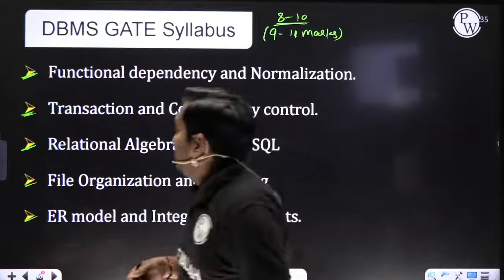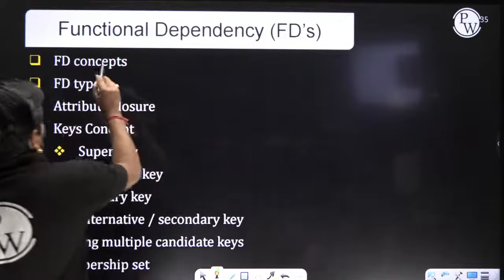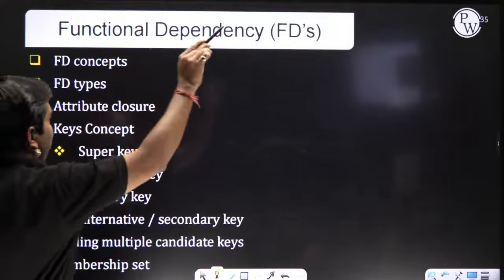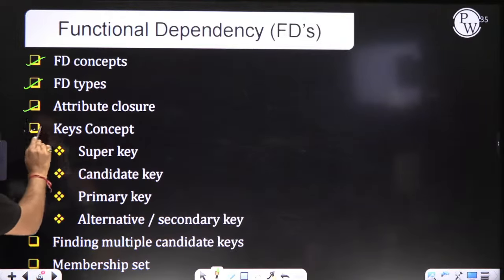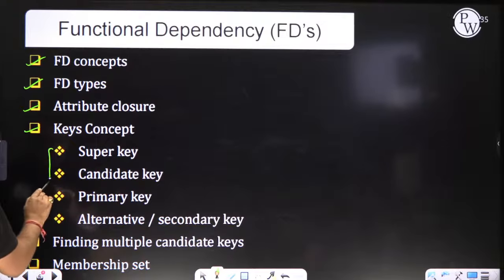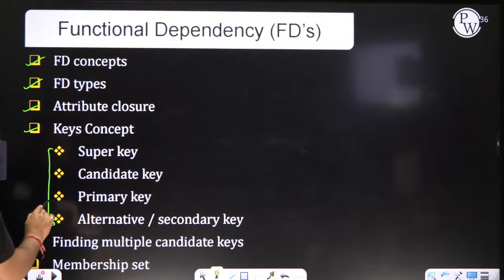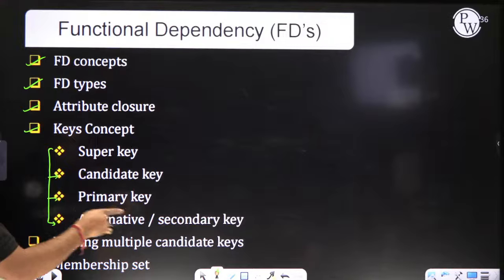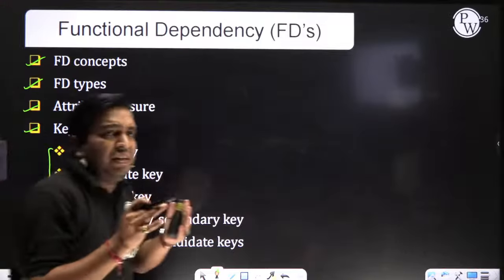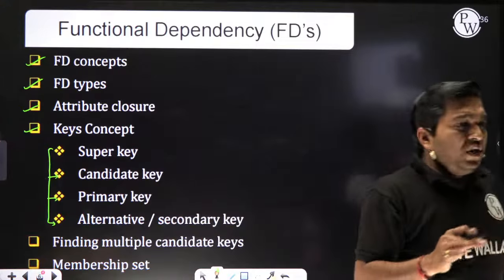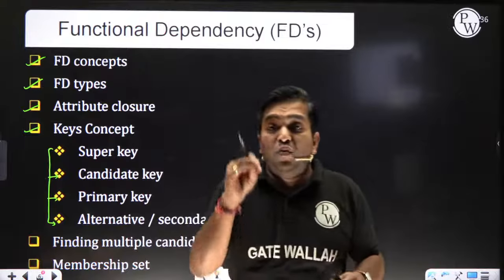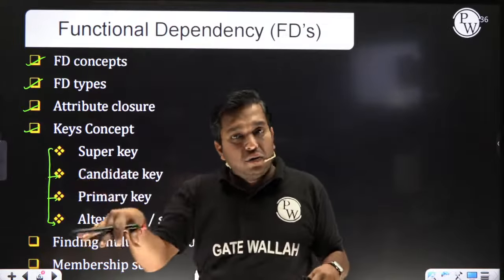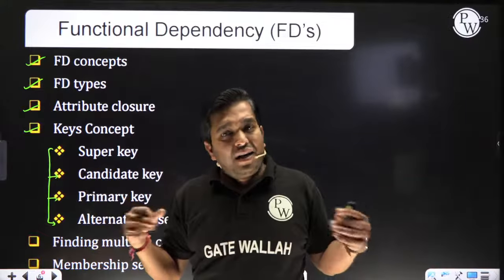Now first we are discussing the FD and normalization: the FD concept first of all, then FD types, attribute closure and keys concept: super key, candidate key, primary key and alternate key. We will discuss each and every key. It is just the start and it is not a crash course. We have to finish it. Okay, give your best.